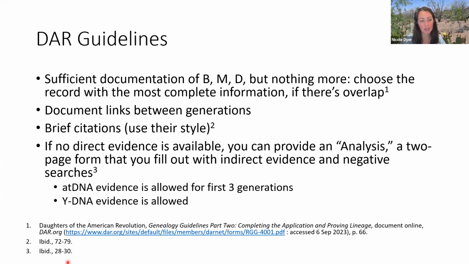Some of the other guidelines in their document are that you need to have sufficient documentation of birth, marriage, and death, but nothing more. They don't have a lot of space in their application for a lot of citations to a lot of documents, and they don't want copies of all of those documents. So they just want you to choose the record with the most complete information, like a death certificate that might say the death date, the parents' names, and the birth date and place. And if there's no overlap between the documents that you submit, then just submit the least amount possible.